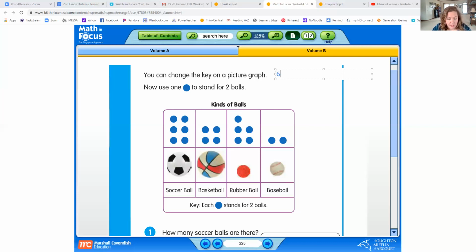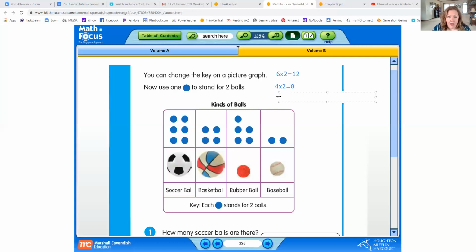6 blue circles. Each are worth 2. That means I have 12 soccer balls. For the basketballs, I have 4 blue circles. Each are worth 2, which means I have 8 basketballs.